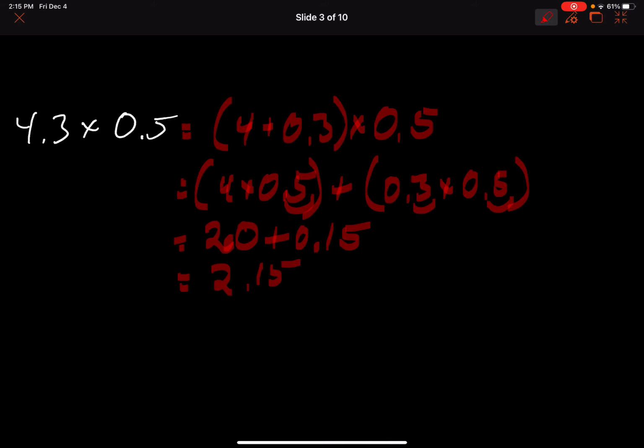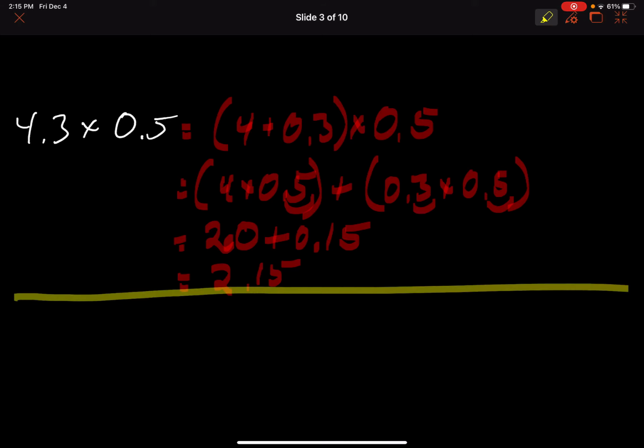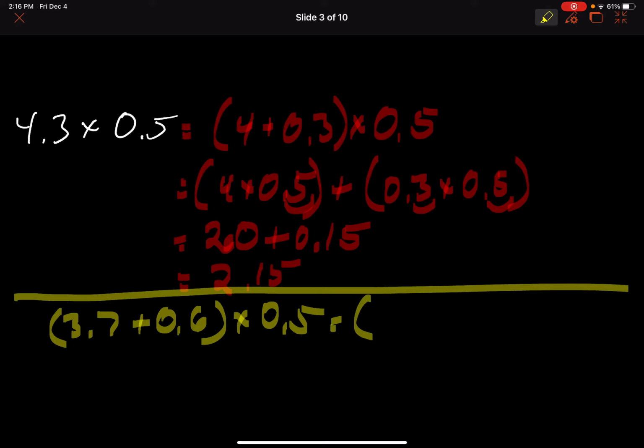Okay, now I want you to have a look at what if I divided it up like this. So I'm just going to draw a line here so you can see. What if I took 4.3 and made it 3.7 plus 0.6? And I multiplied that by 0.5. Okay, now I'm going to rewrite this. Now, did this help me make this problem easier or not? I would say not. Okay, so even though the numbers are smaller, they are not easier to deal with. So the first way of splitting the numbers is better because the numbers are easier to deal with.